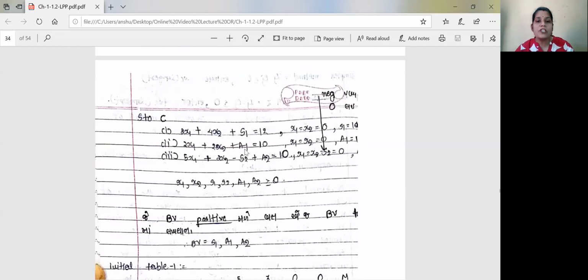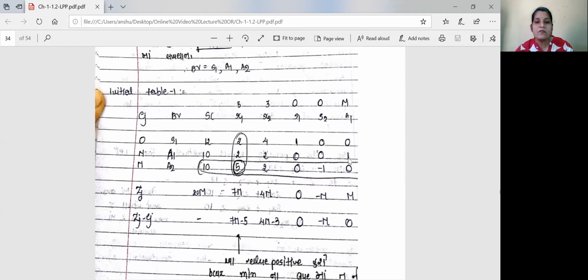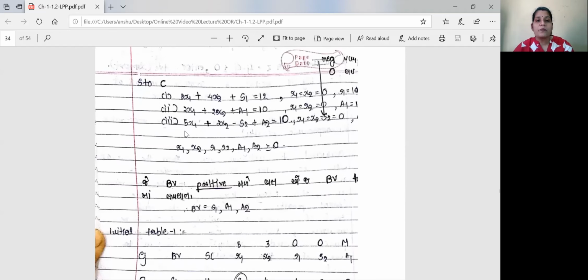Here, the coefficient of A1 is 1 and the remaining is 0. So we write 2, 2. Coefficient of A1 is 1 and the remaining are S1 0, S2 0. Got it? And our third equation is 5, 2.